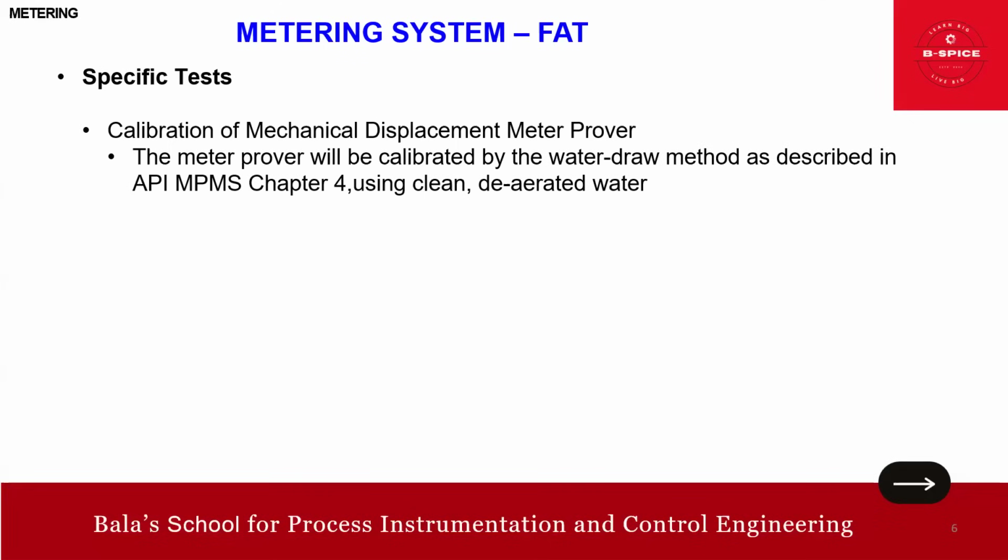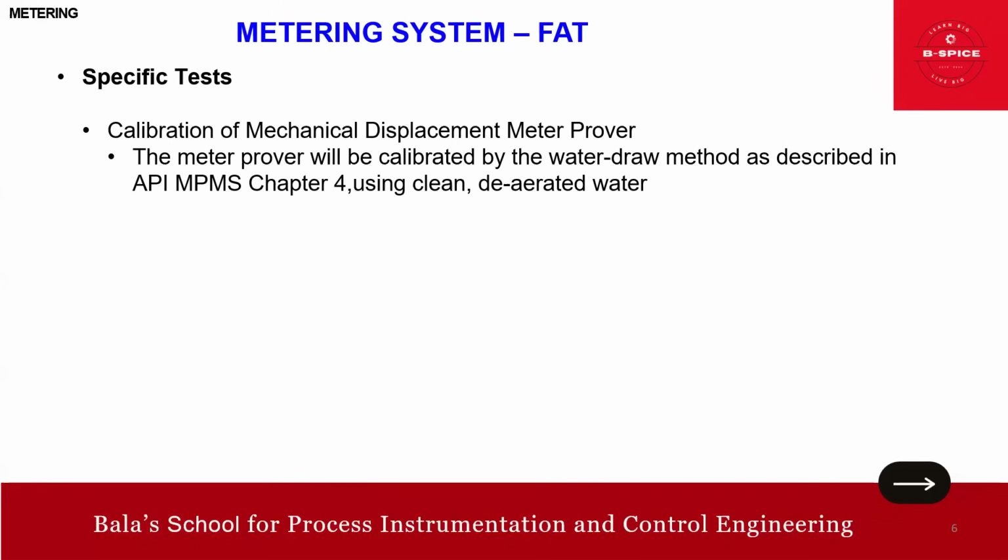Okay. So again, you may ask a question, how does it work actually? Very simple. Fill the prover with water. The prover is filled with water at a known temperature and pressure, right? Then displace the water between the detector switches. You know, right? There is a detector switch. So a calibrated container, take the case of a volumetric tank or a master meter, is used to collect the water displaced between the start and the stop detector.